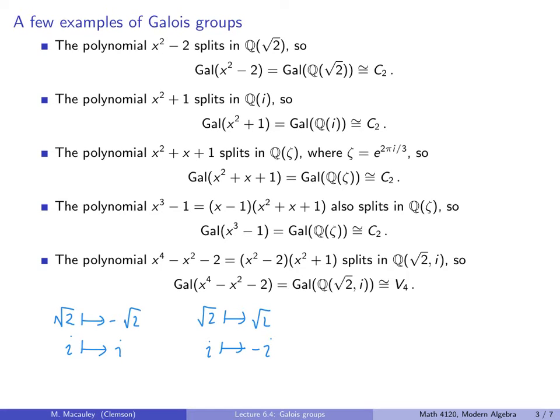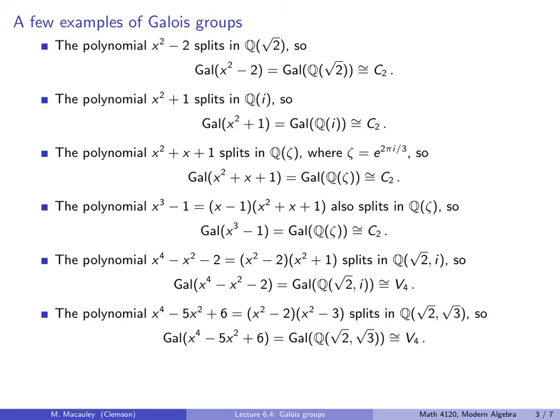And finally, there's an automorphism that flips both of these, so it sends root 2 to negative root 2 and i to negative i. So if we call this first automorphism H, and we call this next automorphism V, then this last automorphism is H times V. It's what we get by doing these two automorphisms in either order. So it's not too hard to check that these are in fact the only automorphisms of the splitting field. And therefore the Galois group of this splitting field, and thus of this polynomial, is isomorphic to V4.